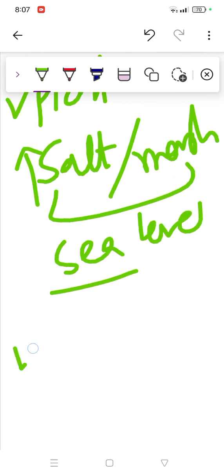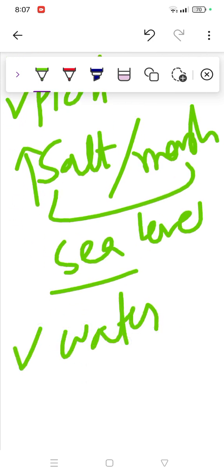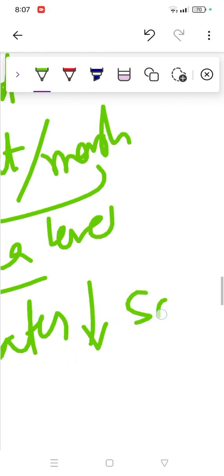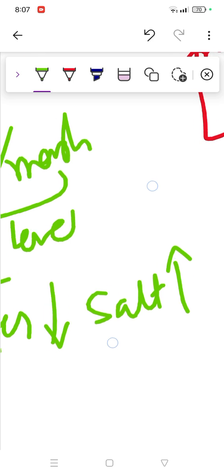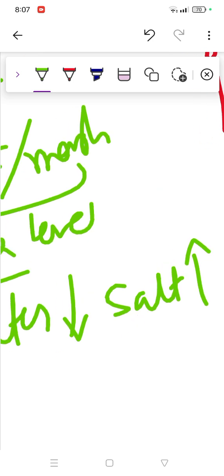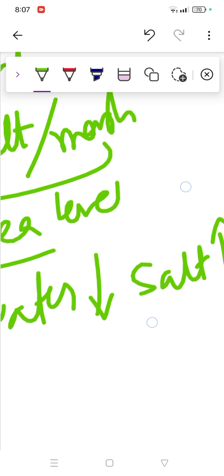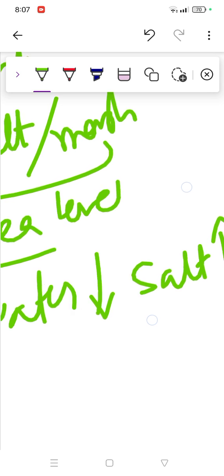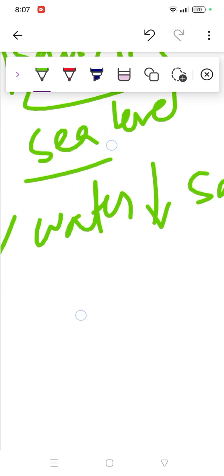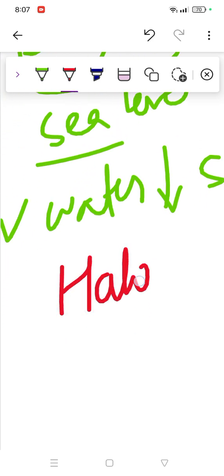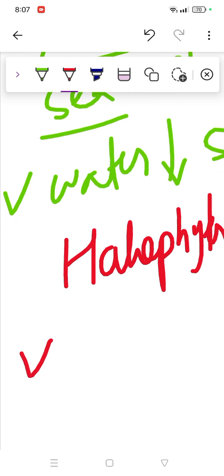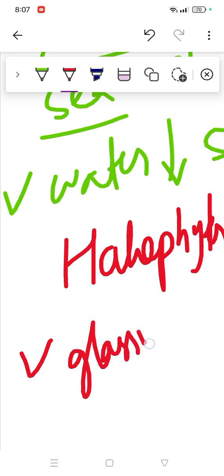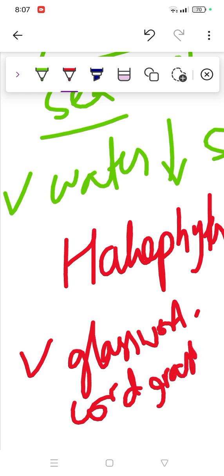So they need water, but the water is quite low and the salt is very high. But still they need to manage everything, because we are discussing osmotic regulation and homeostasis, which means how to balance and maintain themselves even if the external environment changes. So they live in the sea areas. These plants are known as halophytes, as mentioned. Some examples of halophytes could be glasswort or cordgrass. So I'm sure it's clear to you.